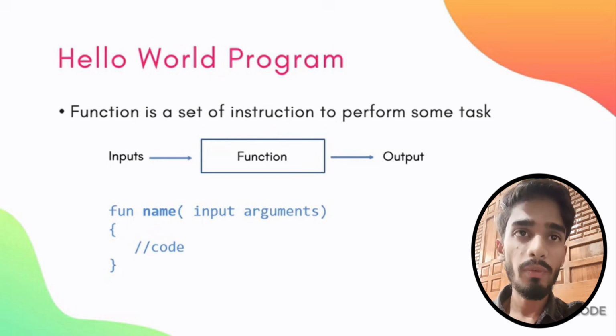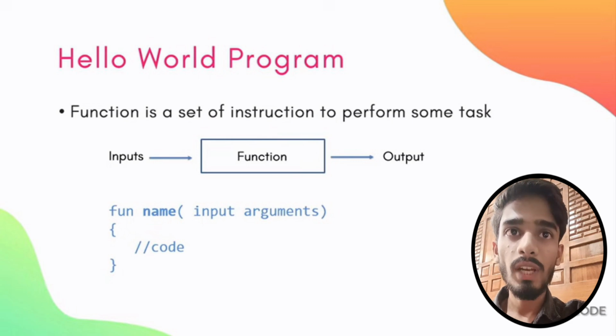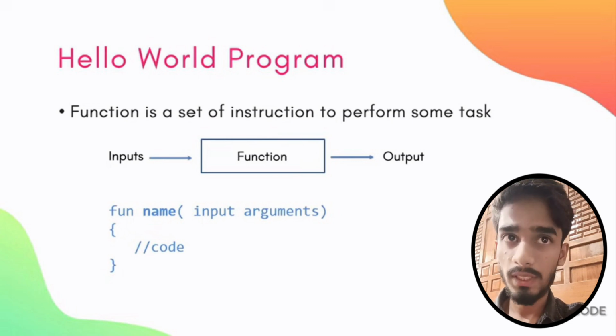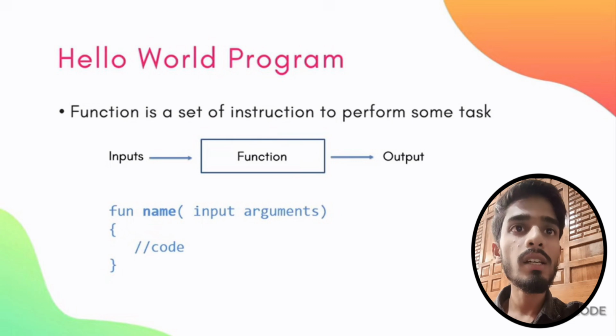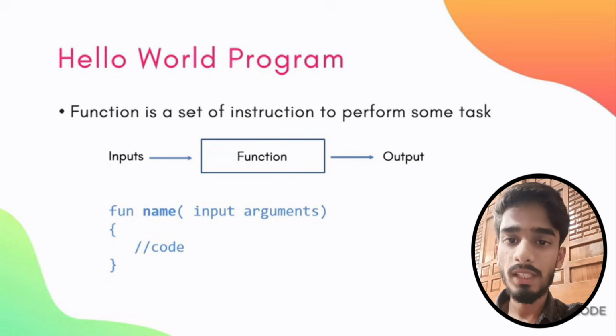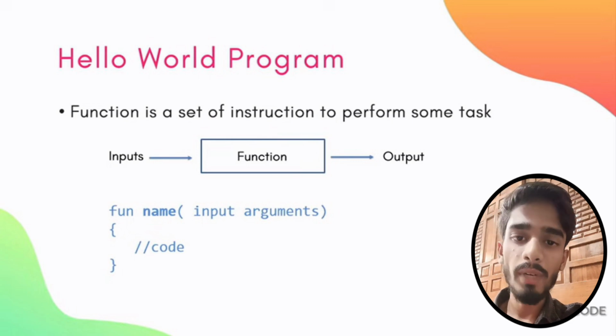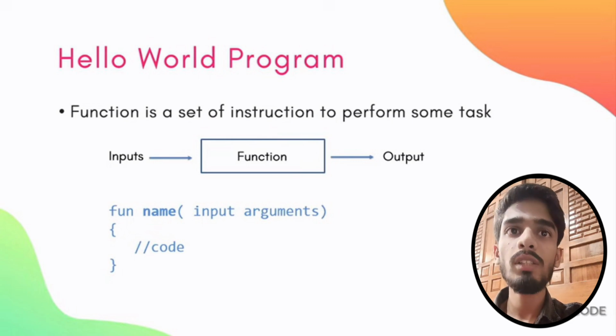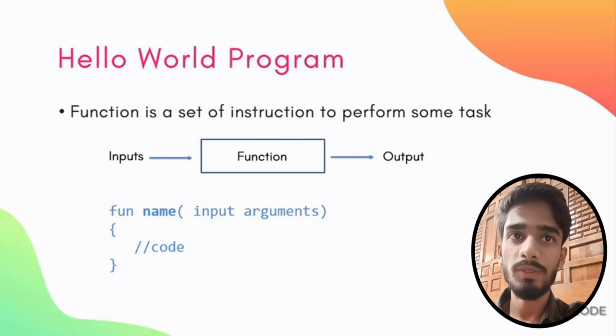Now how we define a function is, we write fun, then the function name, and in brackets we write the arguments we give as input, then in curly brackets we write our code. This is how we define our functions.